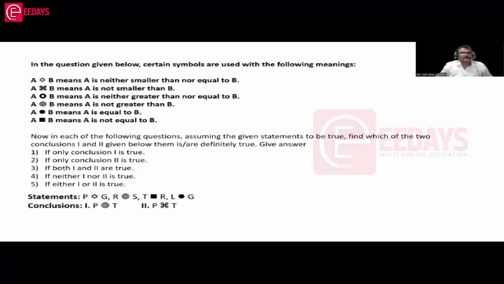Next one. Neither smaller than nor equal is greater than. Not smaller than is greater than or equal to. Neither greater than nor equal to is less than or equal to. Not greater than is less than or equal to, and not equal to.